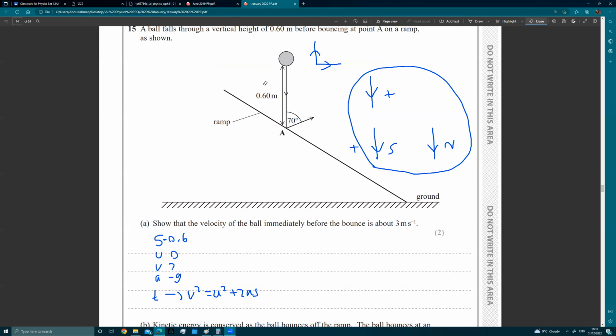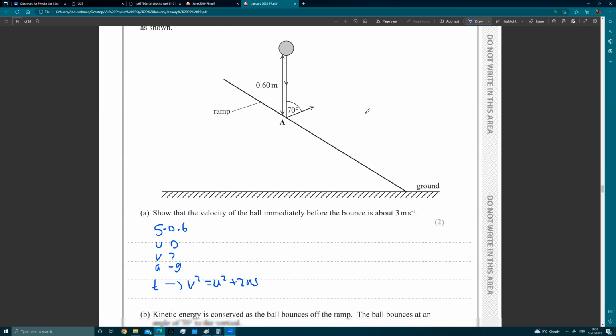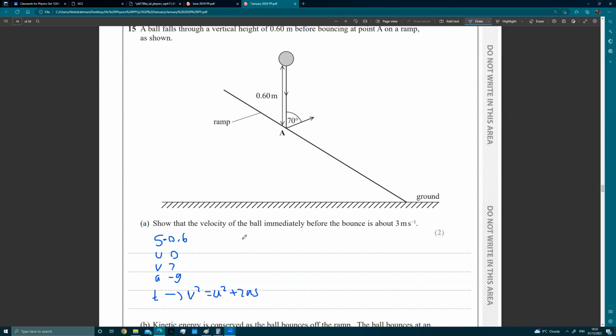So every time I'm doing a SUVAT question, I have to consider 9.81 as negative if it's going downwards. Yeah. Okay. Down is always negative, the conventions. So the displacement is minus 0.6, because it went 0.6 down. It started here and now it's minus 0.6. Good. So what we could do now is v squared is u squared plus 2as.